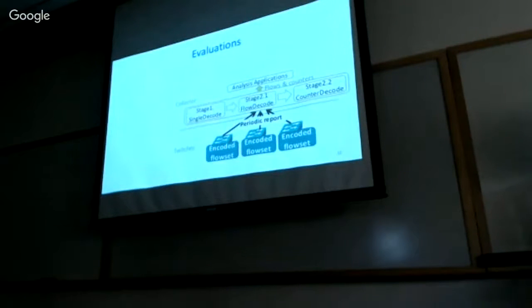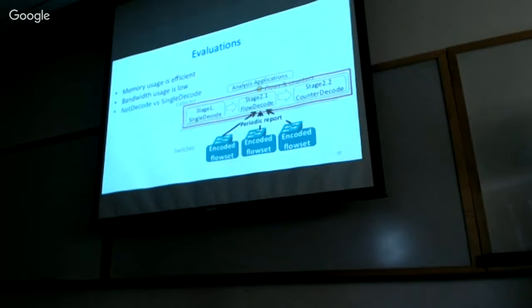Let's review the system. Each switch maintains an encoded flow set and periodically sends it to a collector. The collector decodes the flow sets in 2 stages. We will show that the memory usage of the encoded flow set is very efficient, and the bandwidth usage is low. And we will show the improvement of network-wide decode over single decode.